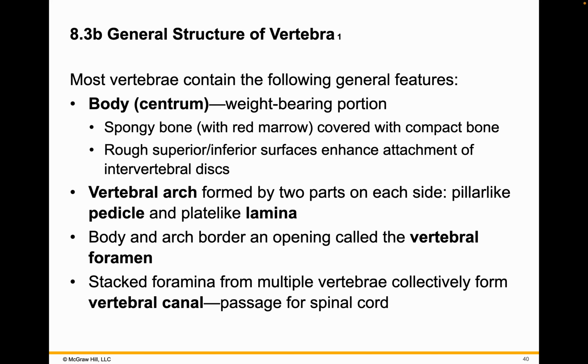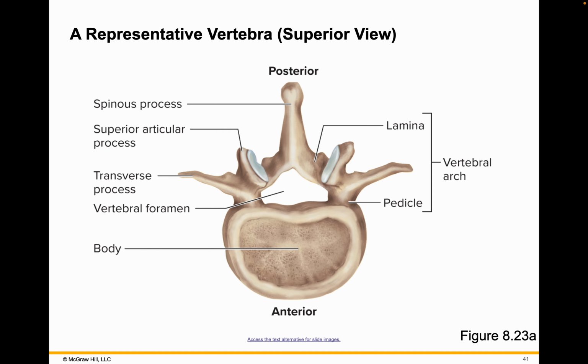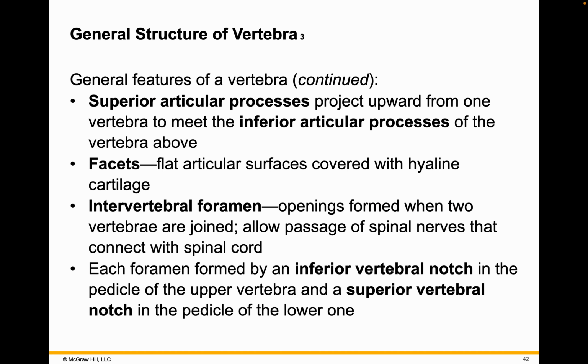The body and the arch form an opening called the vertebral foramen, and the stacked foramen from the multiple vertebrae collectively form the vertebral canal, which is the passageway for the spinal cord. Here is a representative, typical vertebrae. The superior articular processes project upward from one vertebrae to meet the inferior articular processes from the one above it. Facets are flat articular surfaces covered with hyaline cartilage.